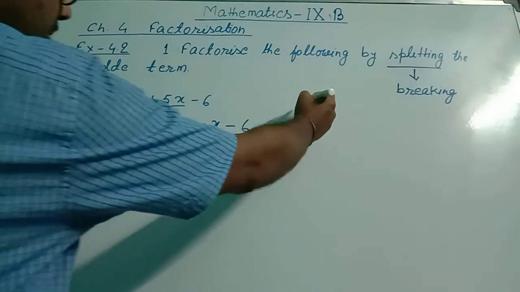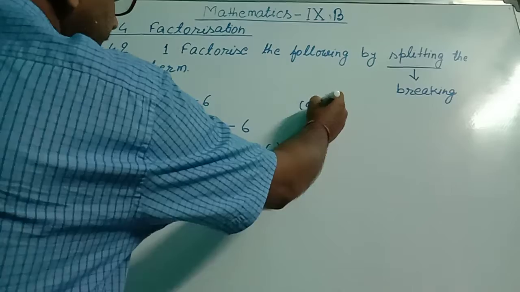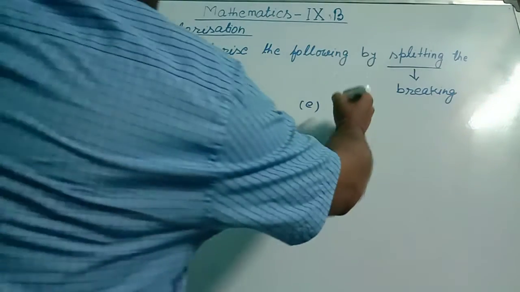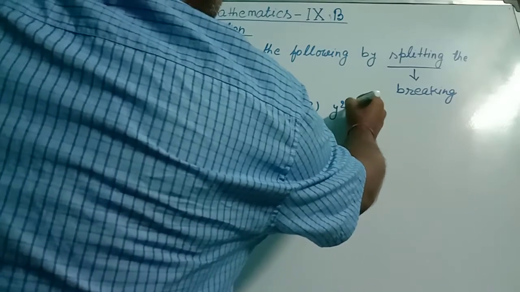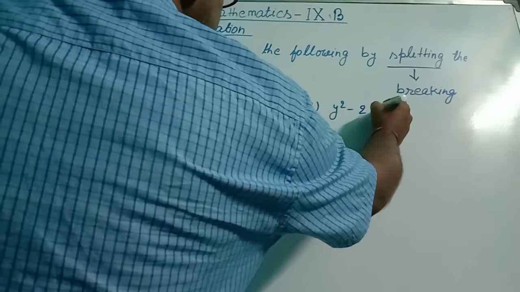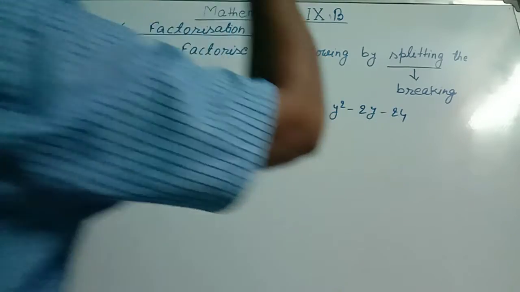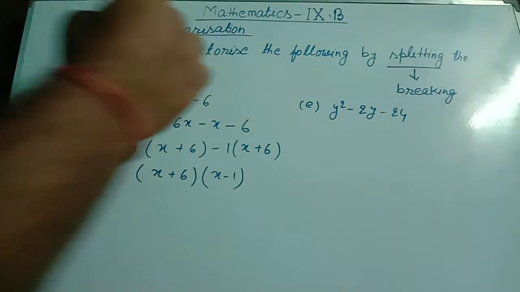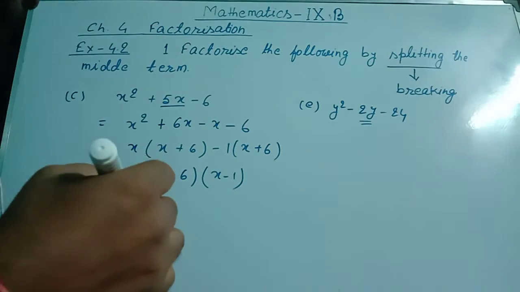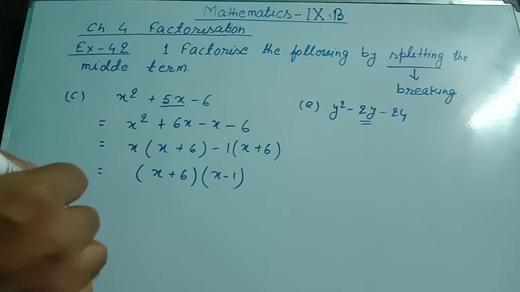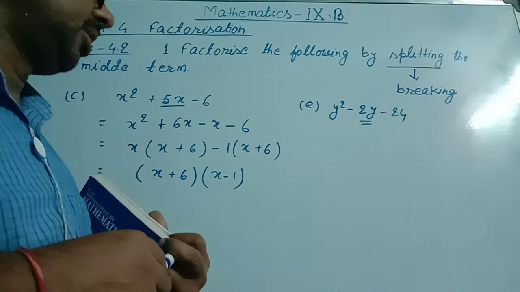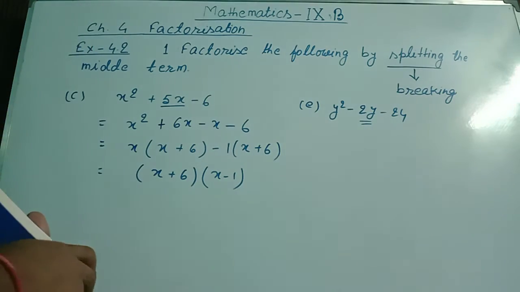This became the answer. Now we come to question number E. In question number E, the equation is y square minus 2y minus 24. This is the equation, and this is the middle term, so we have to split that. The addition or subtraction should be equal to minus 2y, but the multiplication should be equal to minus 24.